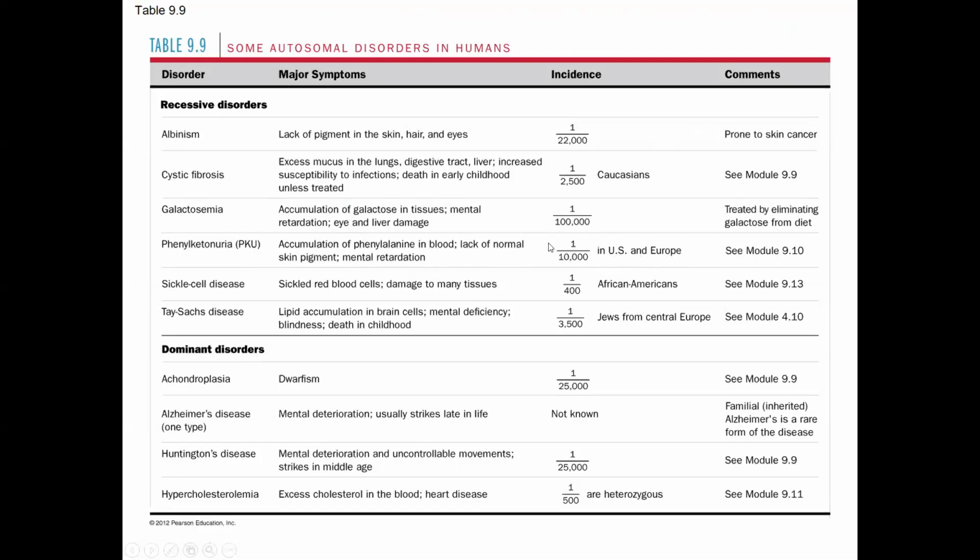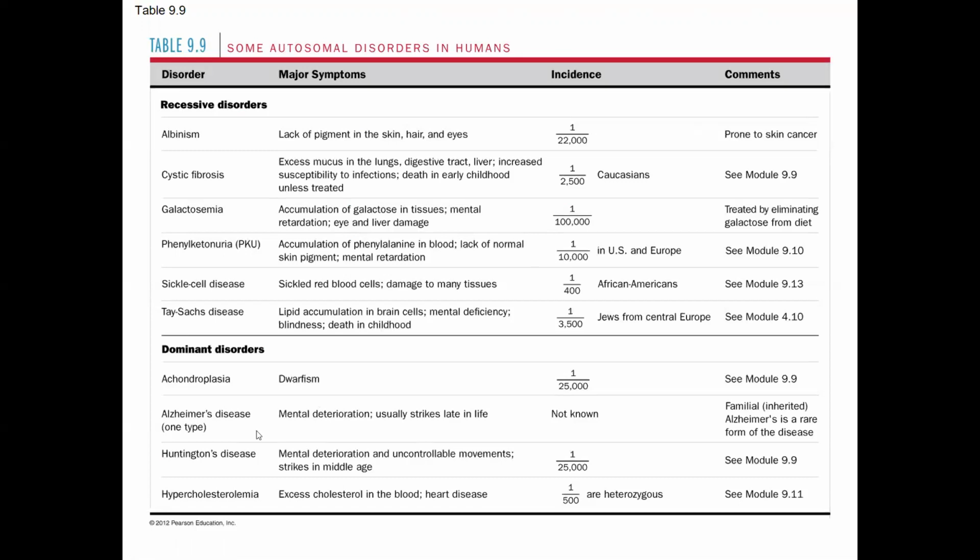And that is very common. PKU here, for example, is relevant to soft drinks, and if you drink that, you can actually build up phenylalanine in the blood, and so it will actually cause damage. Sickle cell disease is 1 in 400 in African Americans.